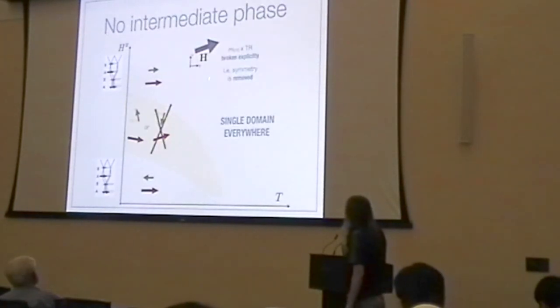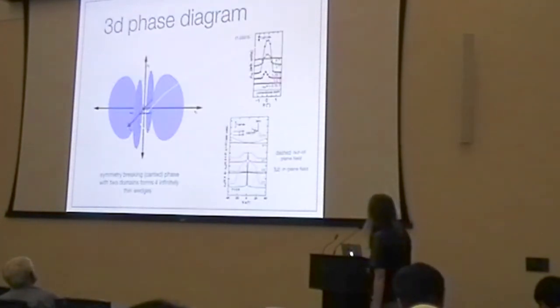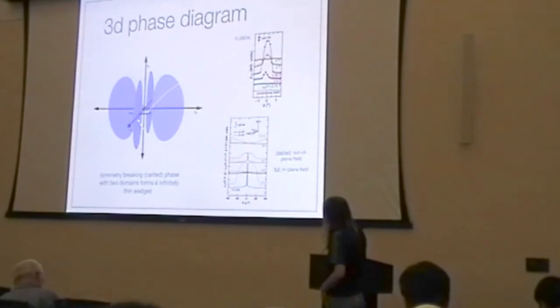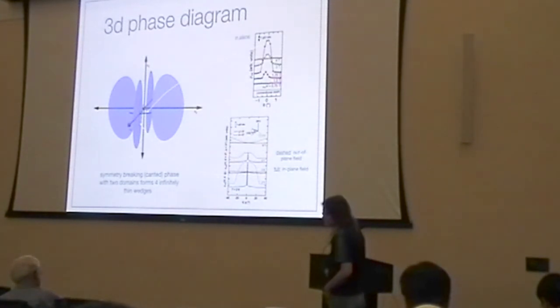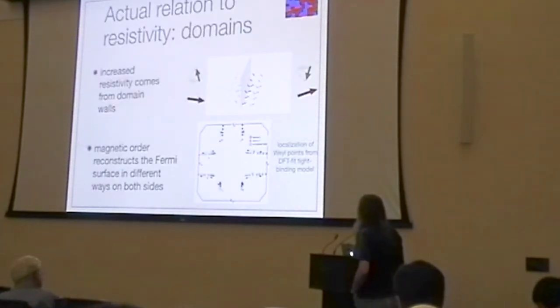If the symmetry is explicitly broken, meaning if you tilt away from this high symmetry direction, then you get a single domain. And so you can draw the phase diagram. What you obtain is indeed that the delta function peaks correspond to the existence of the phase where the two domains exist. And so the phase diagram has these wedges which are infinitely thin theoretically. The resistivity peak is due to the domains.